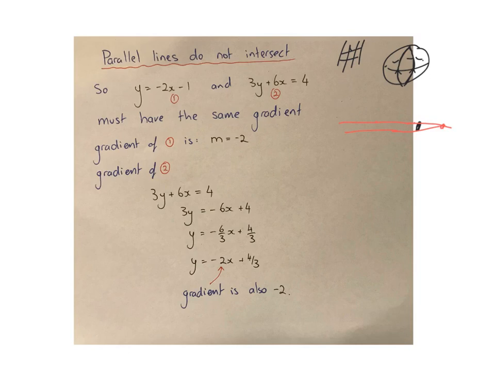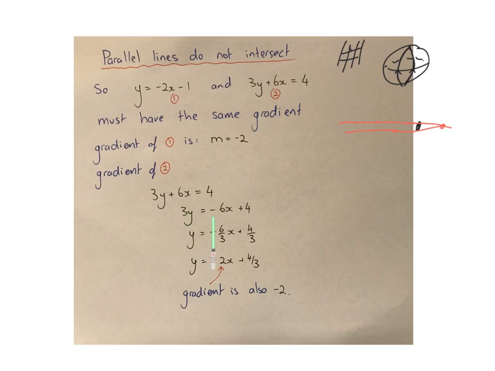That's because they have the same gradient. So I see equation 1, the gradient is minus 2. So this second equation must also have a gradient of minus 2. So let's go through and check. If we want to establish the gradient of the second equation, we need to write it in the form y equals mx plus c. So my first step, I'll subtract 6x from both sides.